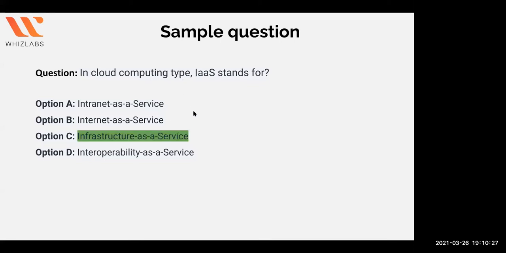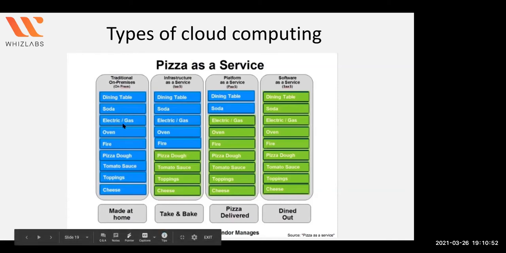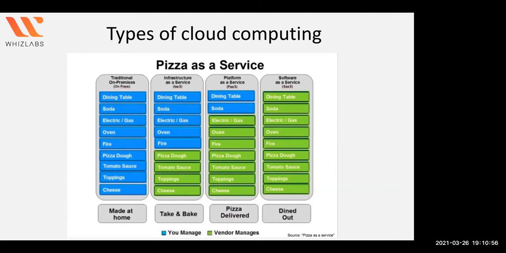Okay, so here the obvious answer is infrastructure as a service. We just discussed this. And now we are going to see the types of cloud computing with a small example of pizza as a service. I found this example very interesting, where you have a traditional on-premise infrastructure, platform, or even software. If you are baking your pizza at home, that is what on-premise is called. That's what we have been using for years now. Okay, but now things are changing.